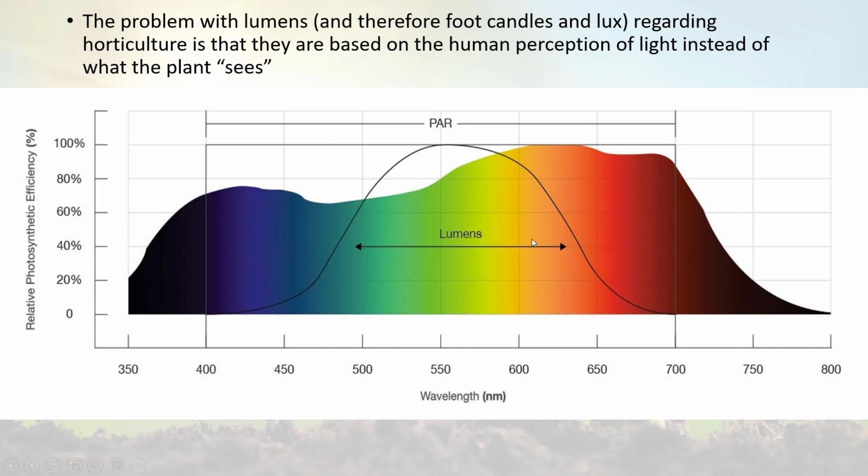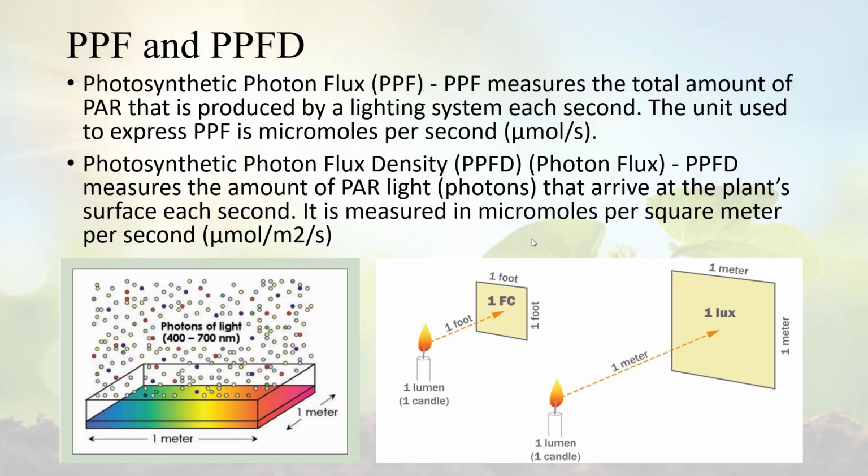So because of that, we developed other methods of measuring light intensity besides lux and foot candles. And they are referred to as PPF and PPFD: photosynthetic photon flux and photosynthetic photon flux density. Now, there's a little ambiguity in these terms. They are sometimes interchangeable, so you will see these, especially in older literature, they use photosynthetic photon flux. Sometimes they use photosynthetic photon flux density to mean the same thing.